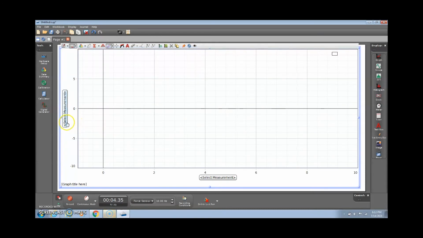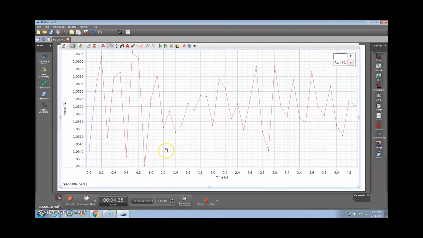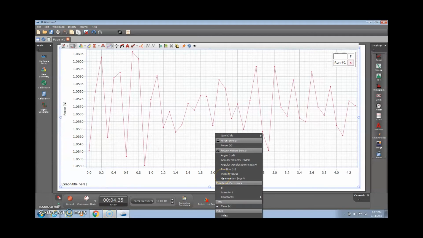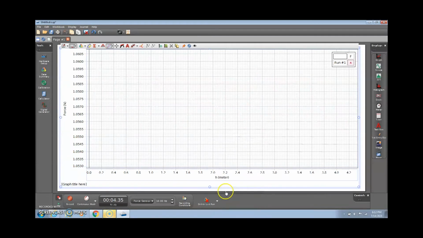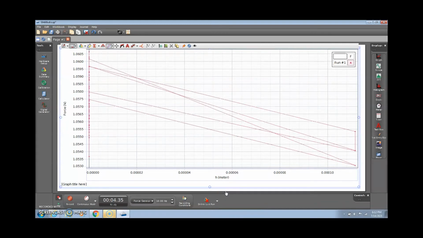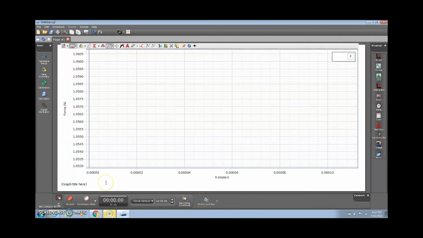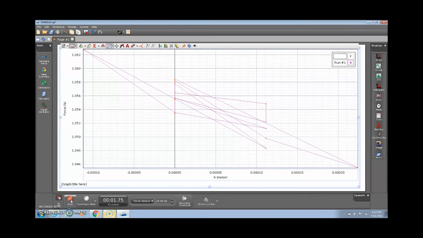Okay, the measurement that I'm going to select is force. And the measurement here is going to be the amount that the cylinder has been submerged. Okay, this data we don't care about, so I'm just going to delete it. At this point, we are ready to do an experimental run. So I hit record.